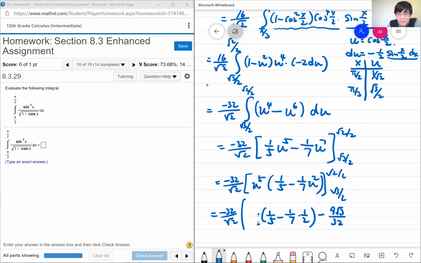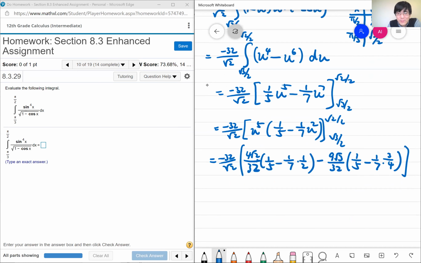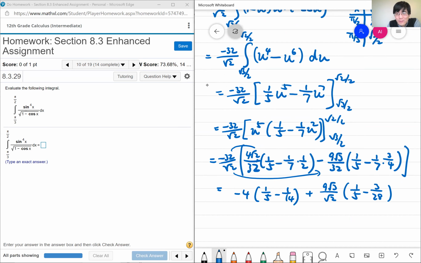Let's put the 5th power out and make it 4 root 2 over 32. And this is going to be 1/5 minus 1/7 times the square of this. So it's going to be 3/4. Wow. Hope this becomes easy. Multiply this part out. Let's use distribution. It's going to become negative 4 times 1/5 minus 1/14, plus 9 square root of 3 over square root of 2 times 1/5 minus 3 over 28.